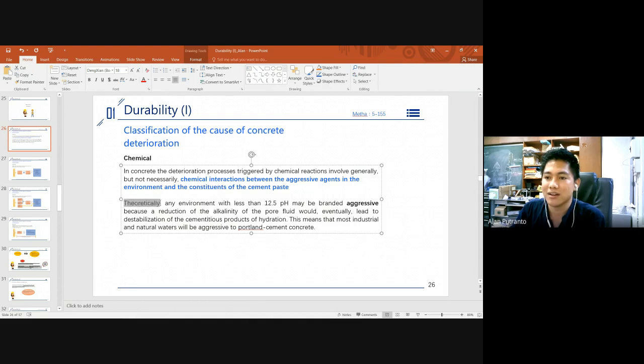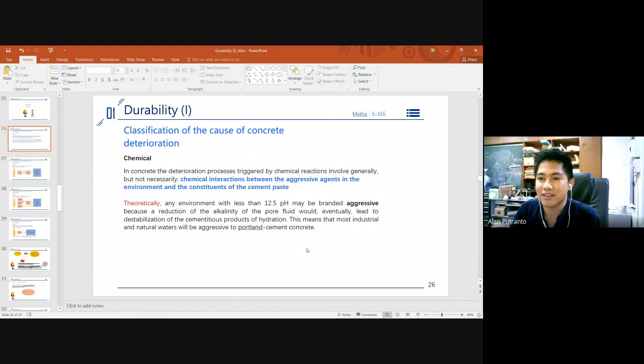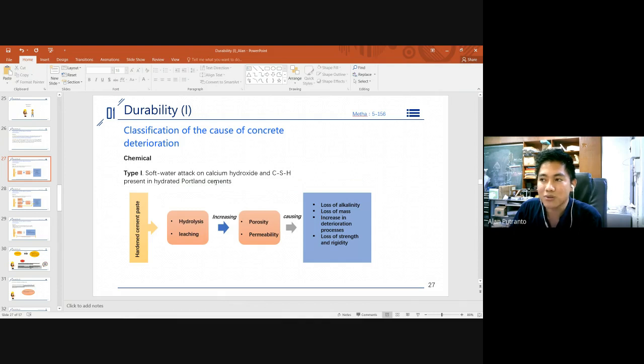Theoretically, an environment with a pH of less than 12.5 may be branded as aggressive, because it can reduce the alkalinity of the pore fluid, which can also lead to the dissolution of the cementitious products of hydration. This means that most industrial and natural waters will be aggressive to Portland cement concrete. This one also I got from Mehta. For type 1, if we have a case like salt water attack on calcium hydroxide and C-S-H present in hydrated Portland cement, in the hardened cement paste, that will cause hydrolysis, and the other thing that will happen is leaching.